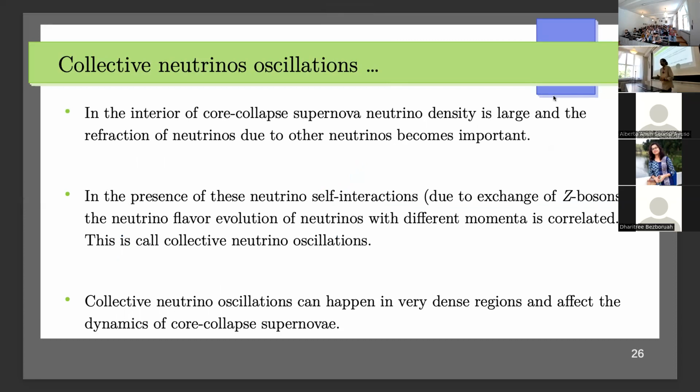We find that if we take into account these, as they are called, neutrino self-interactions, or the refraction of neutrinos due to other neutrinos, what we see is that the neutrinos of various different momenta evolve in a way in which they are correlated. And hence, there is a generic description associated with this phenomenon called collective neutrino oscillations, because they oscillate in a collective manner. And this has to be taken into account when we talk about neutrino flavor evolution in the interior of core collapse supernovae.